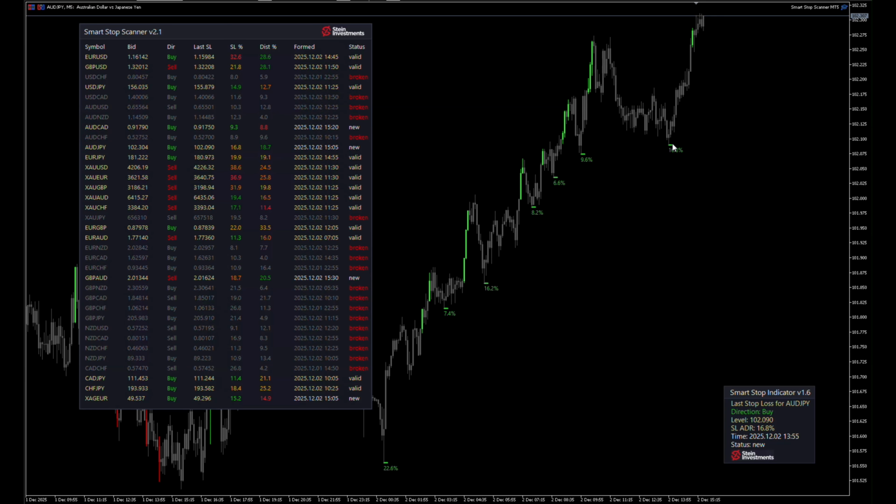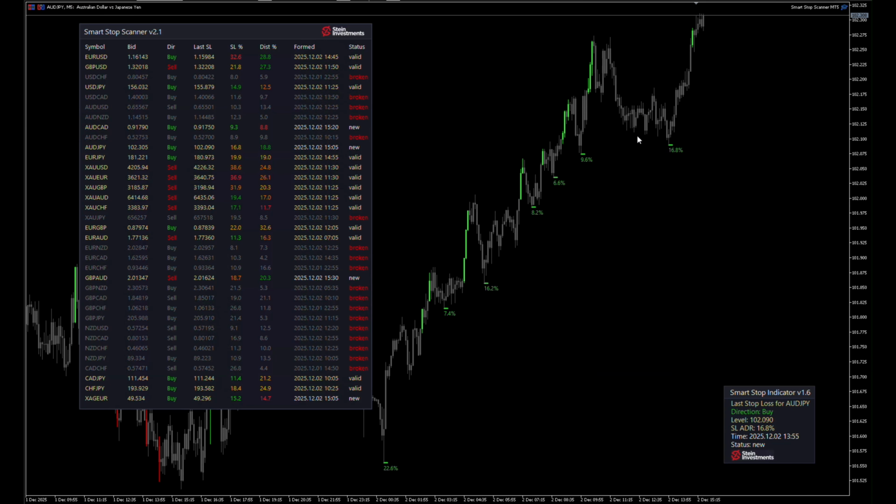This is exactly what we want from an adaptive stop model. Even without seeing the earlier snapshot, you instantly understand what happened. The move unfolded, volatility expanded, the structural stop adjusted. This is the kind of insight a normal chart will never give you by default.